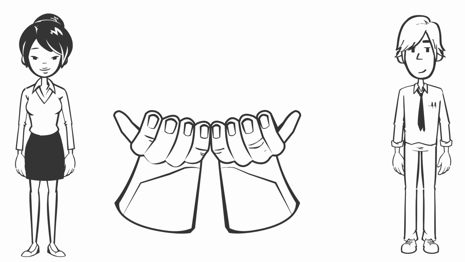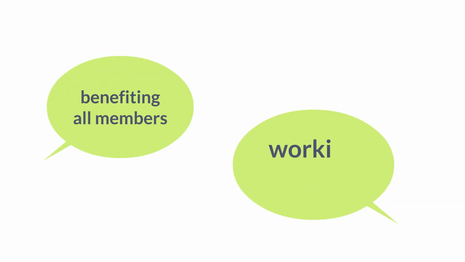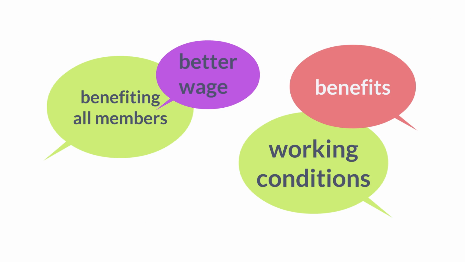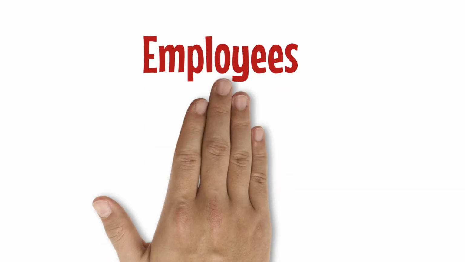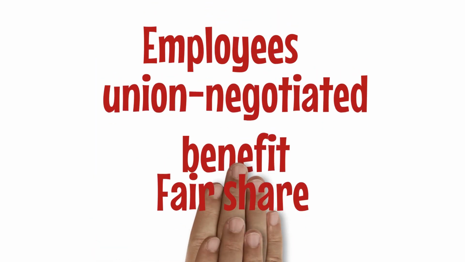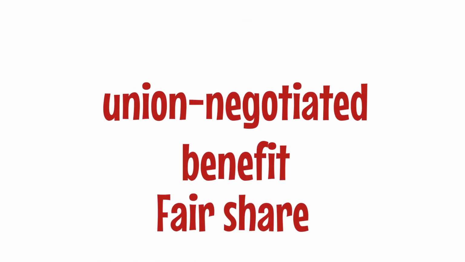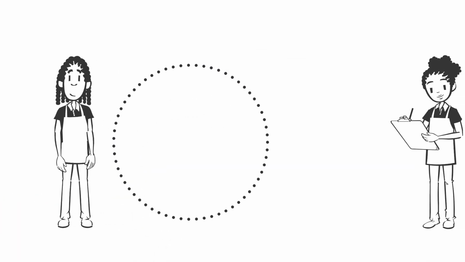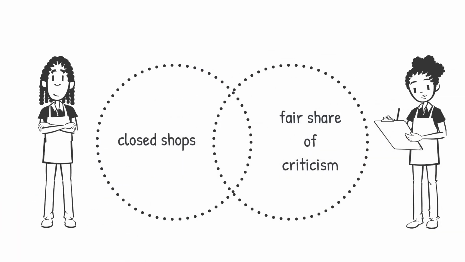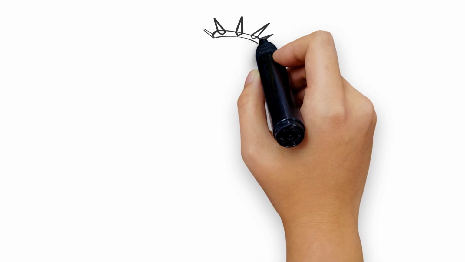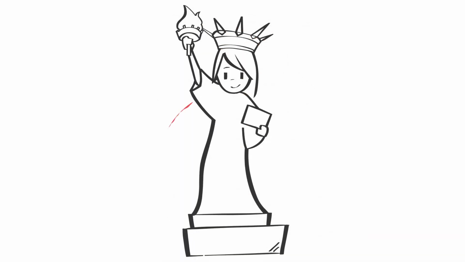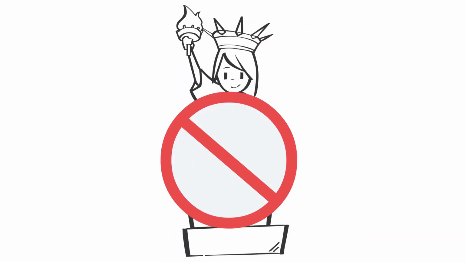In a closed shop, unions can negotiate better wages, benefits, and improved working conditions, benefiting all members. Furthermore, this system can prevent free riders, employees who benefit from union-negotiated benefits without paying their fair share. However, closed shops have faced their fair share of criticism. Critics argue that they infringe upon individual freedom and the right to choose whether or not to join a union.